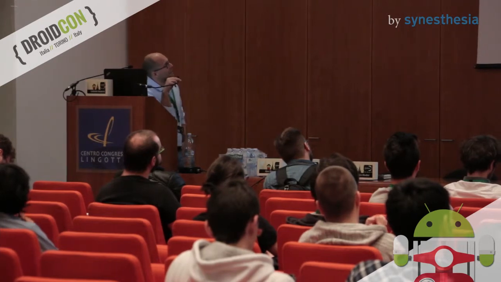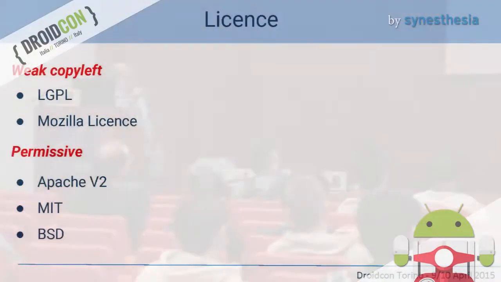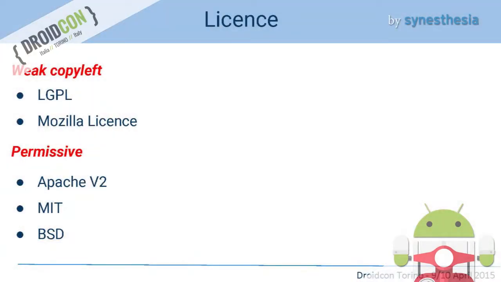There are some other types of license. Most libraries on GitHub, for example, are released with the Apache license. It means that you can do everything with this code. You can use the code as is, but pay attention because you don't have any kind of support.